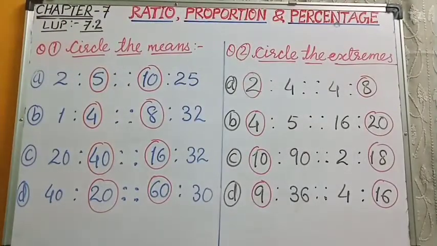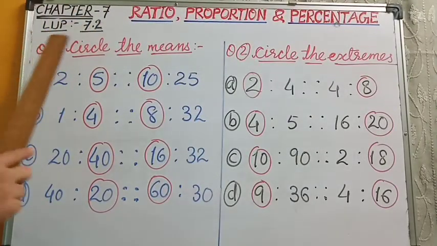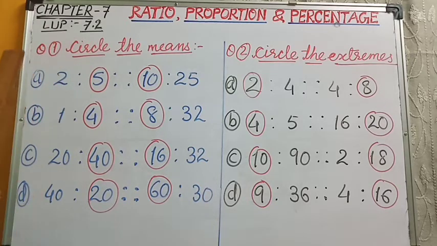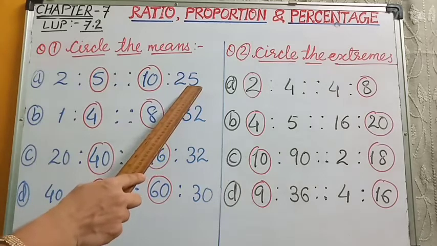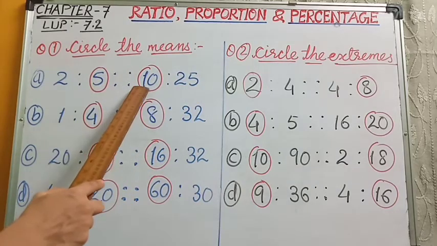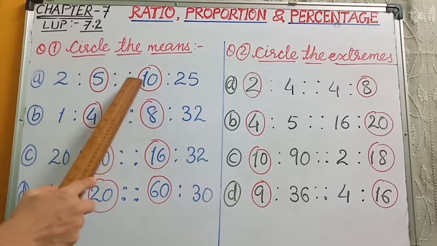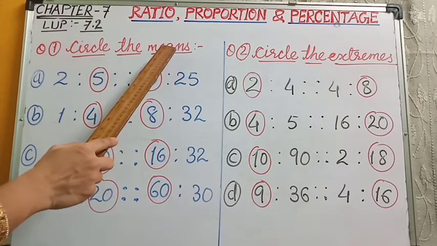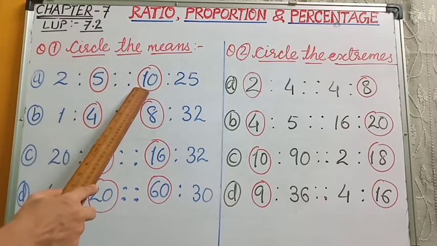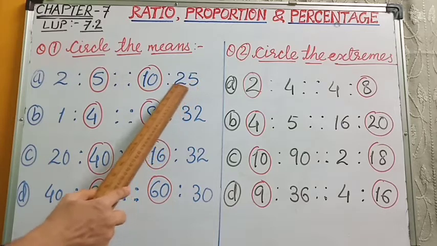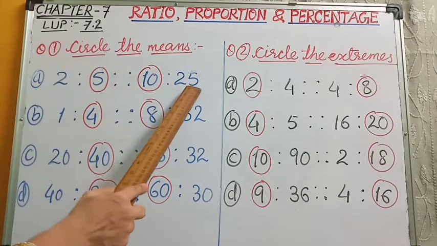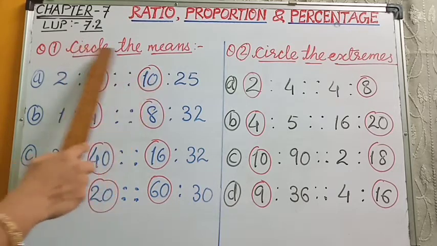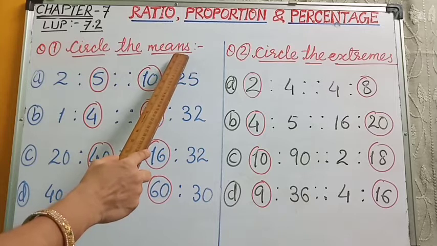So students, let's start 7.2. While learning proportion, we have seen 4 parts of proportion. First and fourth terms are extremes and second and third terms are means. So here in question 1 we have to circle the means. So means are the second and third terms. These are the 4 terms of proportion, and first and fourth terms are extremes and second and third terms are means. So in the question we have to circle the means.